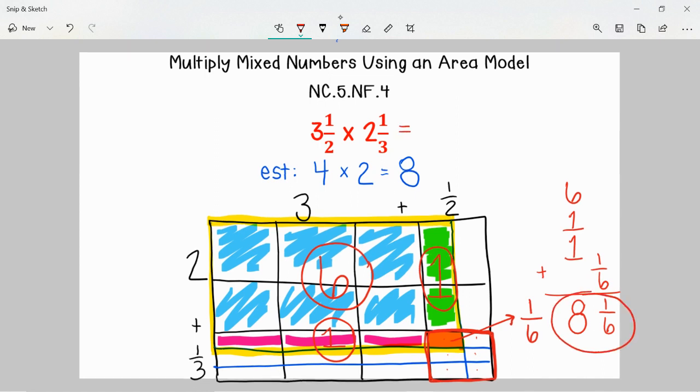So this again tells us that 3.5 times 2 and 1/3 is 8 and 1/6. And when we compare that actual answer to our estimate, that lets us know that our answer is very reasonable. Our answer is just 1/6 more than our estimated answer of 8. And so again, this is how we can use an area model to multiply two mixed numbers.